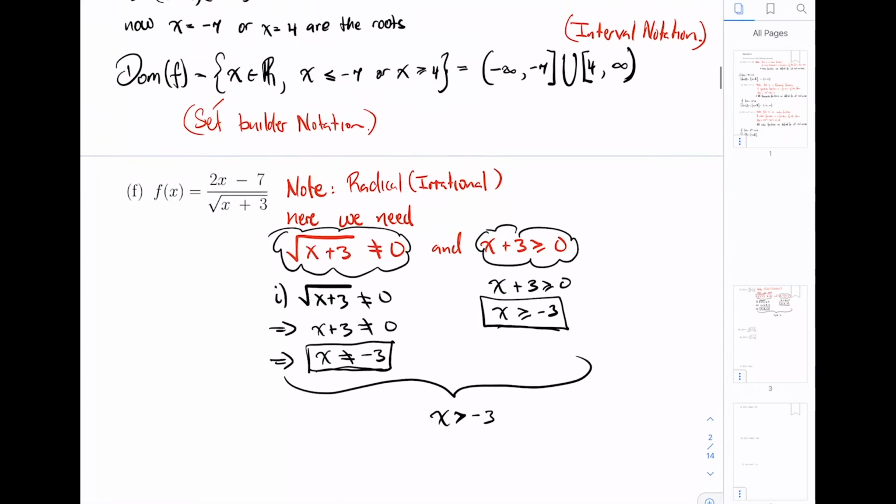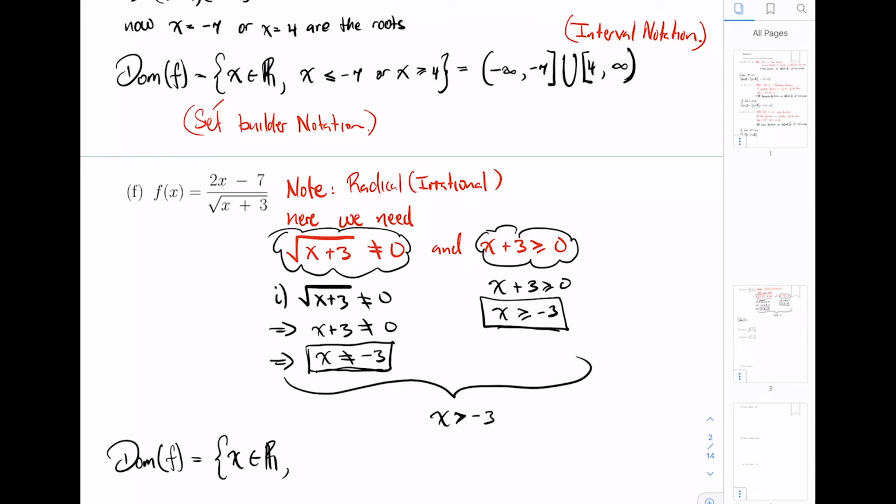So therefore, if I solve this question now for the domain, the domain of our function turns out to be x in the set of real numbers where x is greater than, no, x is greater than -3. And the interval notation for this one is -3 up to infinity.